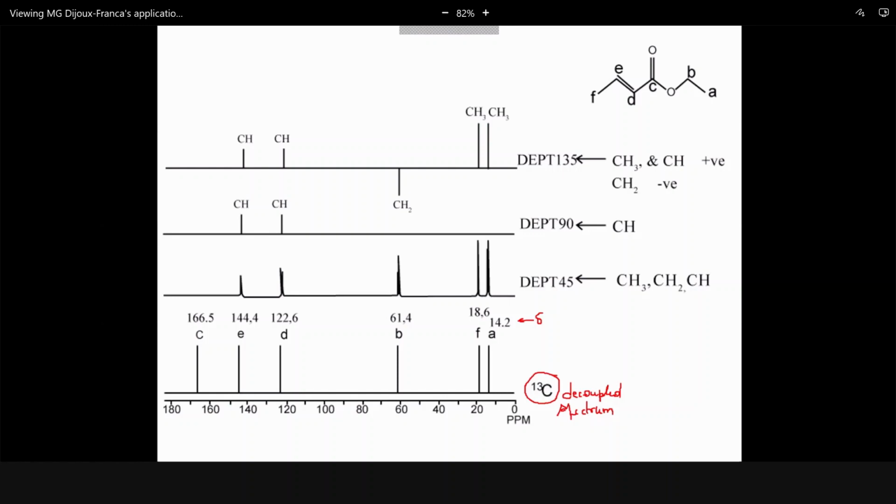But usually we compare it with the other DEPT experiments. So for example, the DEPT 45, we will be able to see all the carbon except the quaternary carbon. So looking at this, I can say, well, where is the carbon C here? So it should be there. As I don't see it with the DEPT 45, then I knew that carbon C is a quaternary carbon.